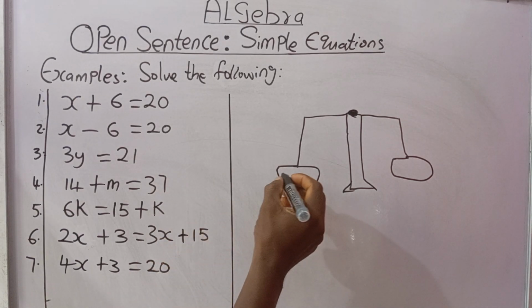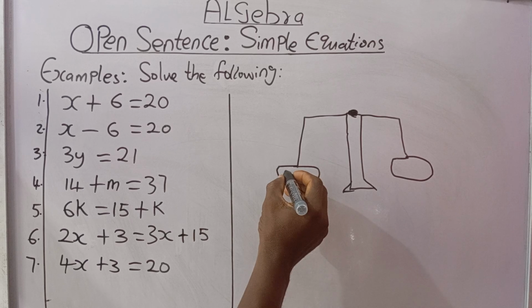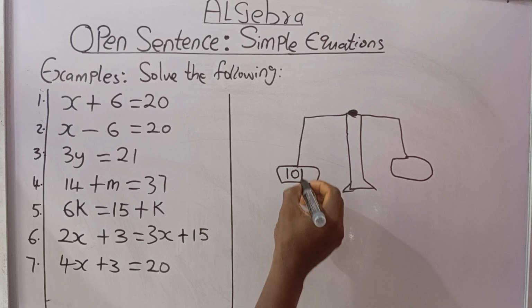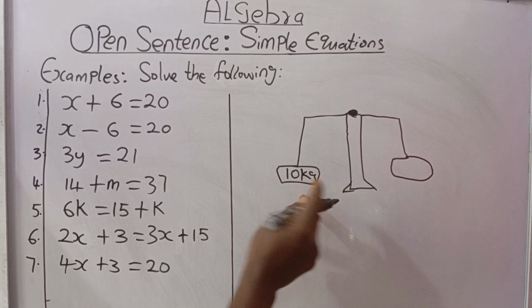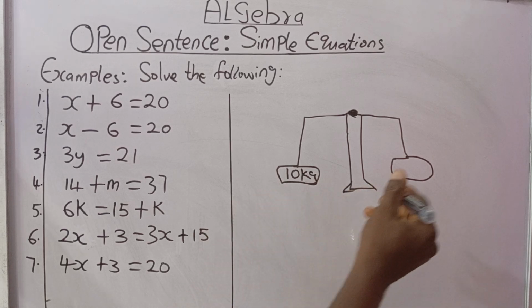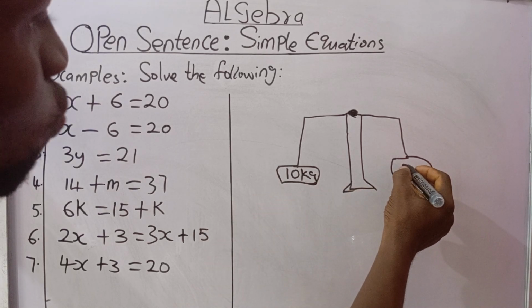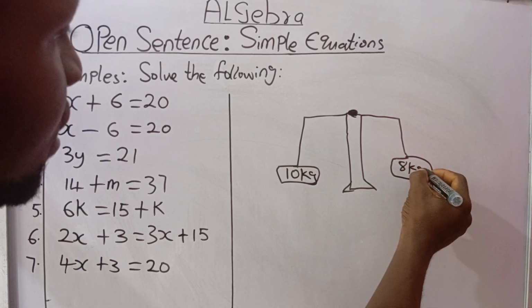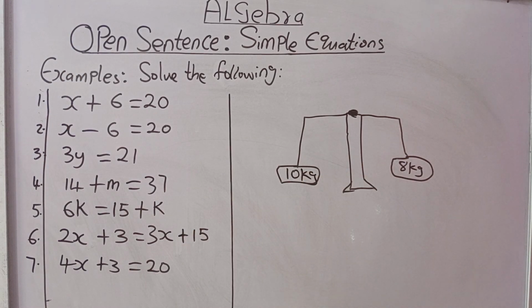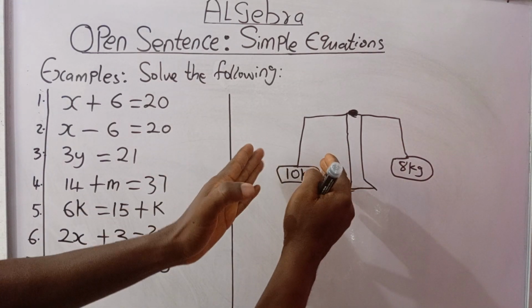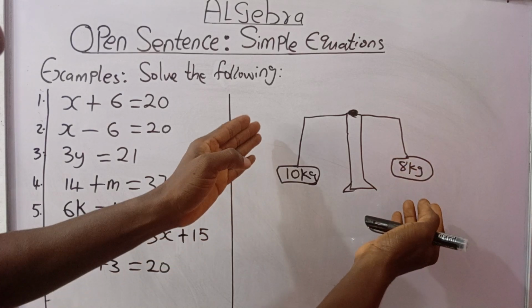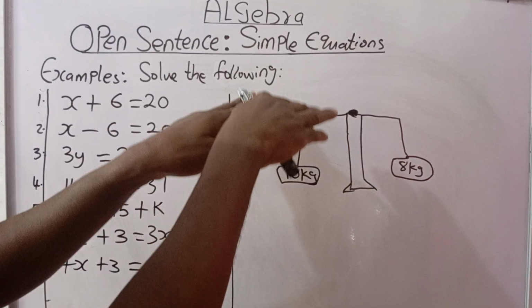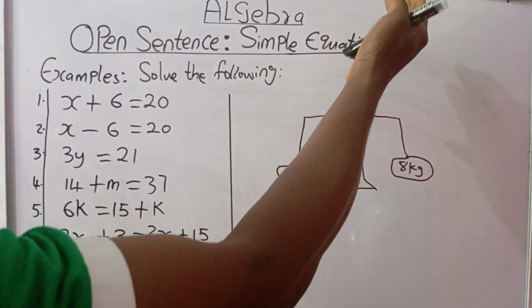All right, so assuming somebody that weighs 10 kg is sitting on this particular tray here, then another person that weighs 8 kg is sitting on this one. What do you think will happen? What will happen to this particular swing? I know somebody may have gotten the answer because this one has more weight than the other one. So it will tend to bend this way. This one will go down while this one will be lifted up.